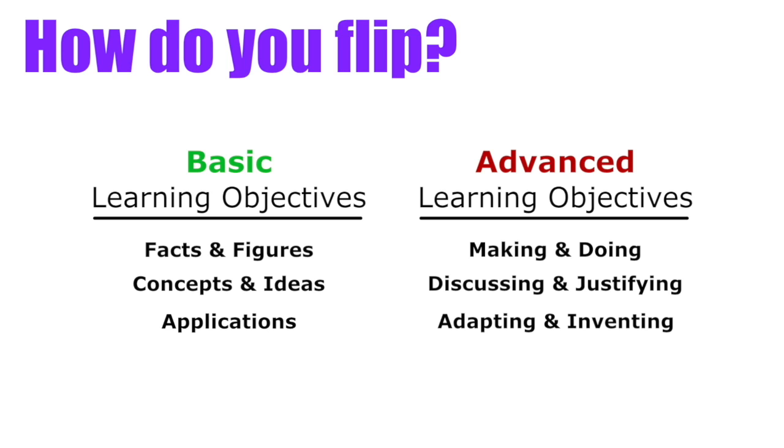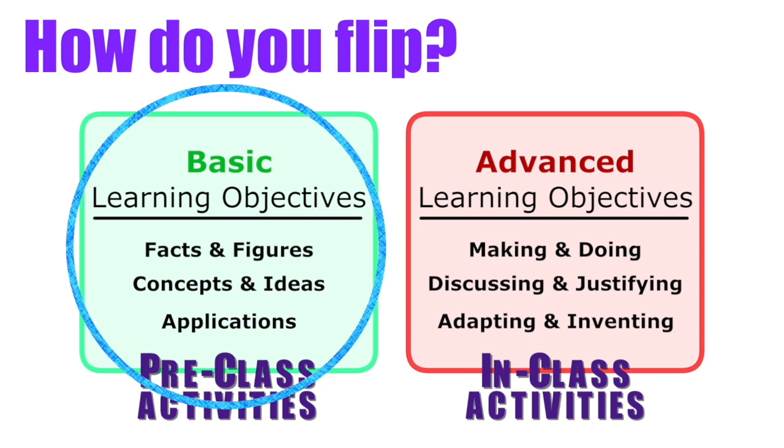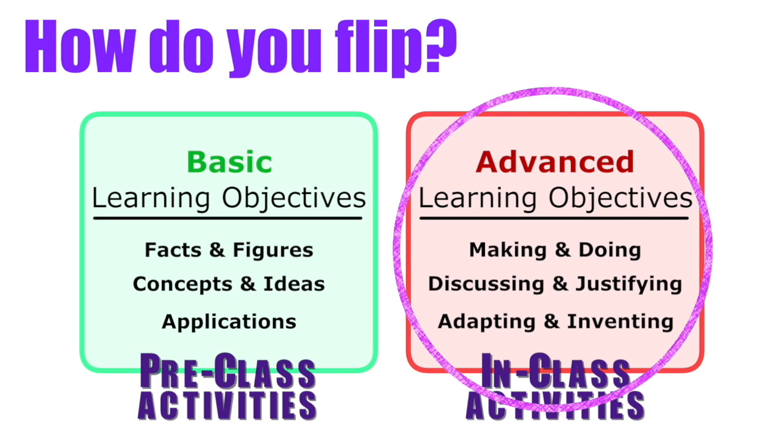Now you take those two sets of objectives and create activities, pre-class activities and in-class activities. Your basic objectives are what you want to create pre-class activities to cover. Those activities are completed by the student before class. But I'm guessing you probably figured that out. The in-class activities should be designed around the advanced objectives. I don't think I need to make a note of where in-class activities get completed.